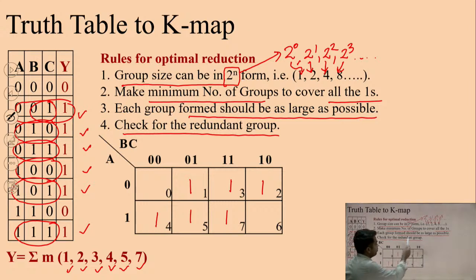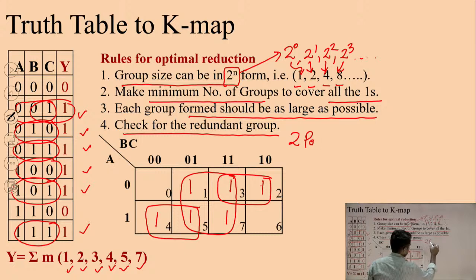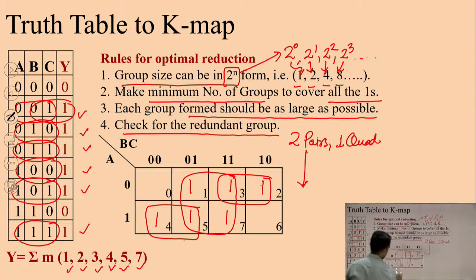So we have to make sure that group sizes can be of size 1, 2, 4 or 8. Now we can simply see that this is one of the quads which can be made. For this I will make a pair, and for this another pair. So I have made 2 pairs and 1 quad. If I label these 2 pairs as 1 and 2, and this quad as my third group.